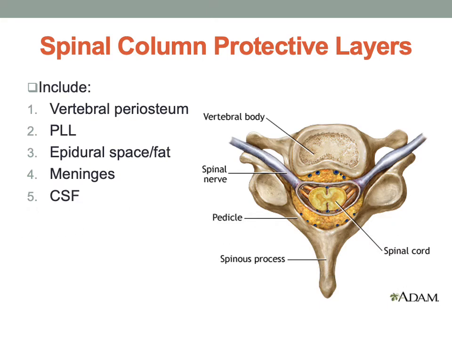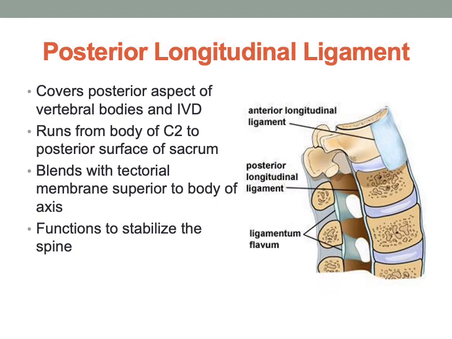The spinal column protective layers include the vertebral periosteum, the posterior longitudinal ligament, the epidural space that's filled with epidural fat, meninges, and cerebrospinal fluid. The posterior longitudinal ligament covers the posterior aspect of the vertebral bodies and intervertebral disc. It runs from the body of C2 to the posterior surface of the sacrum. It blends with the tectorial membrane superior to the body of the axis, and it functions to stabilize the spine.